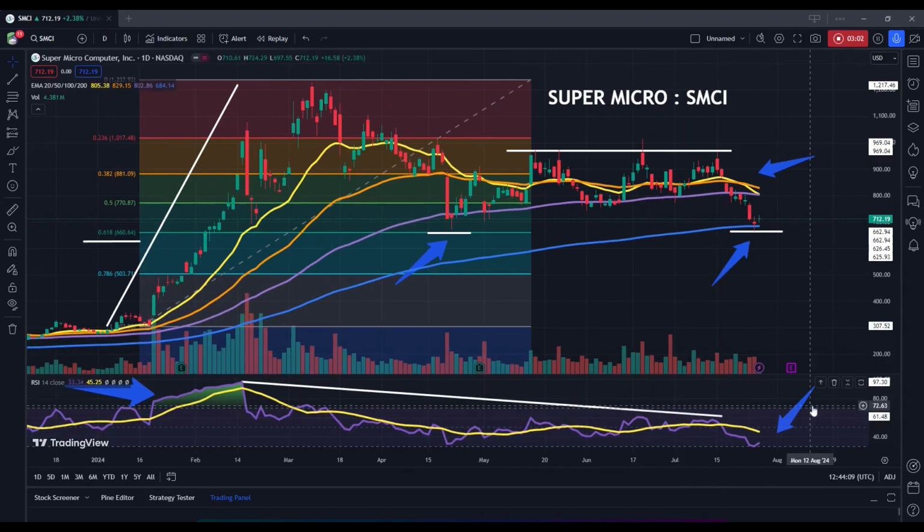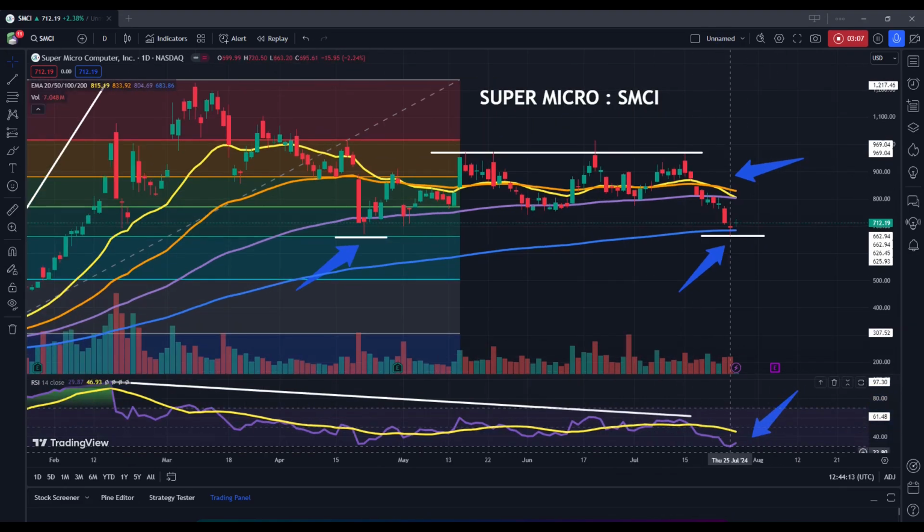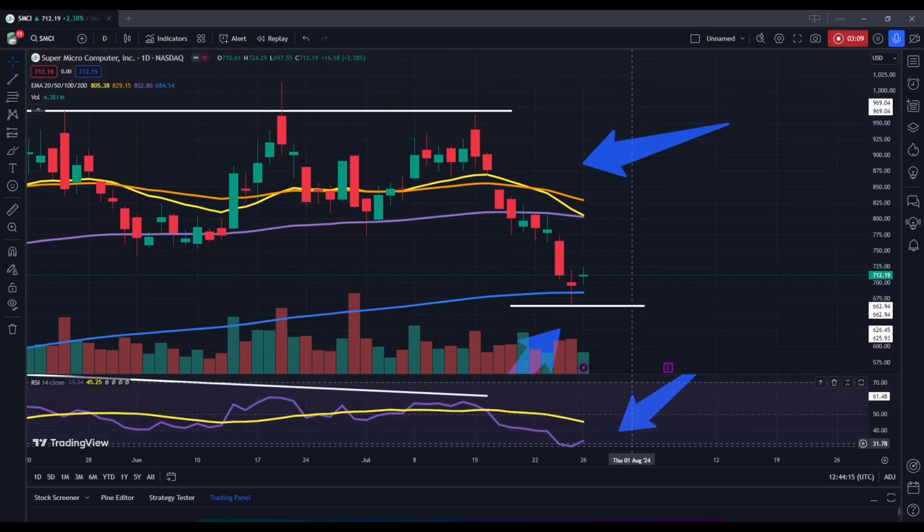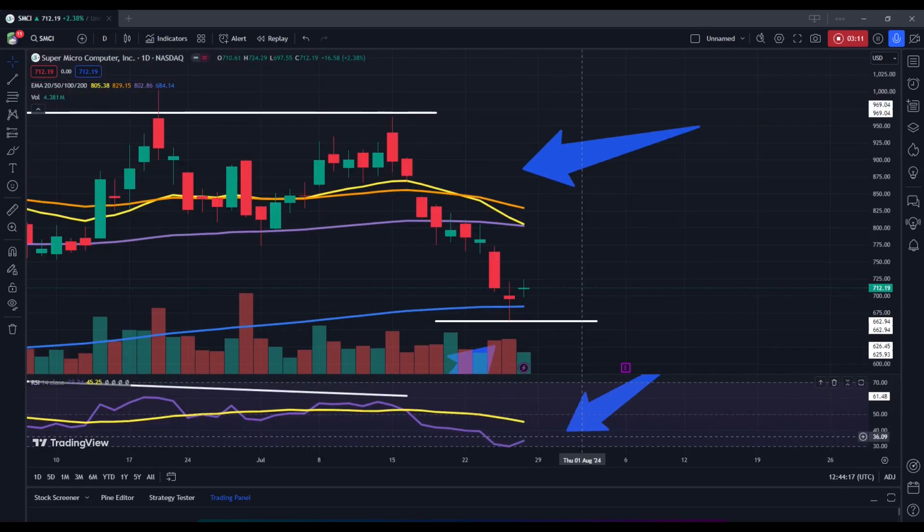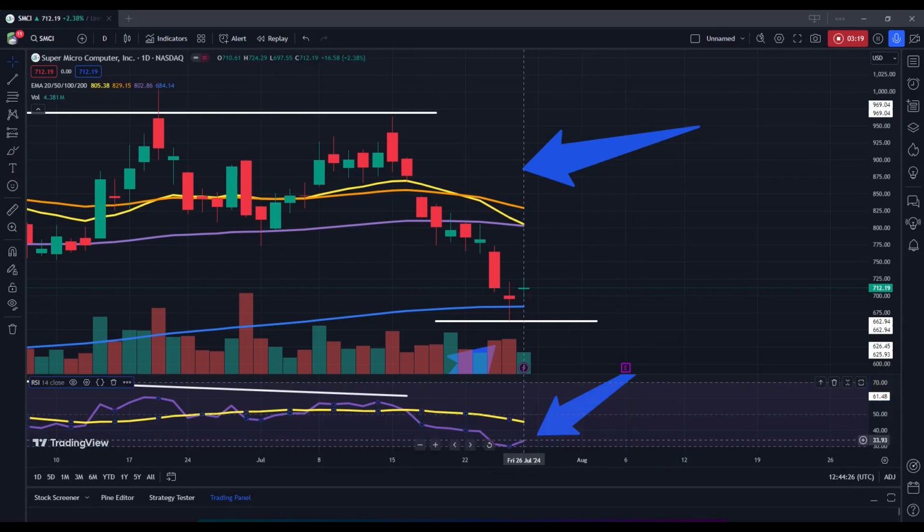That said, we also do need to take note of the fact that we have entered into oversold territory at this point. We can drill in a bit here and take a closer look. You can see that we just touched this 30 mark in the relative strength index, and we have started to roll over out of this area. So that on its own is encouraging.